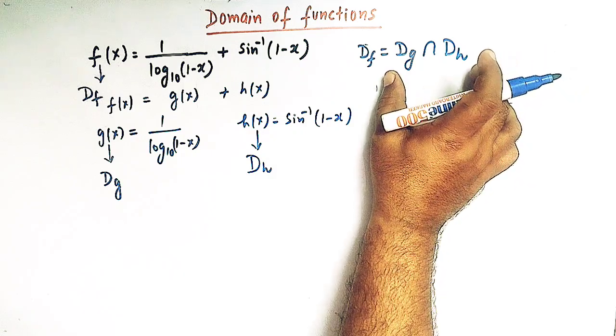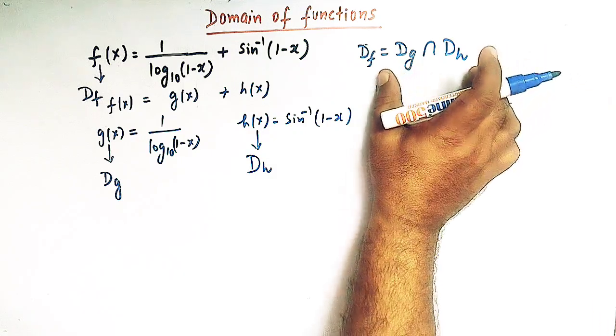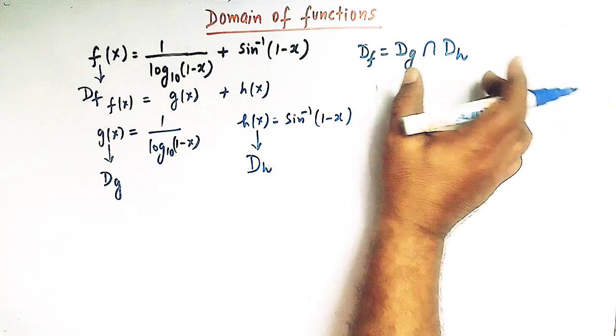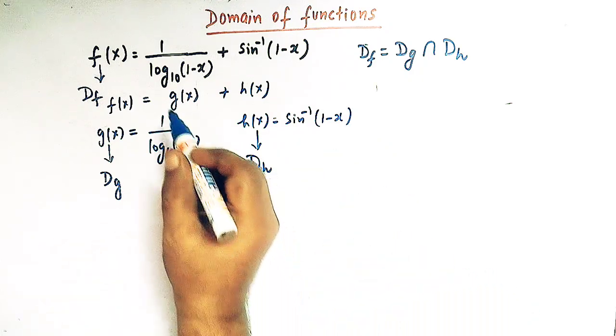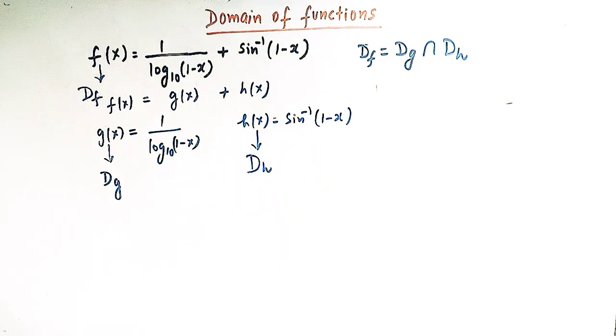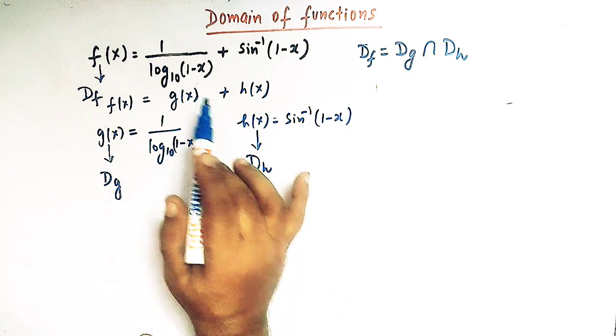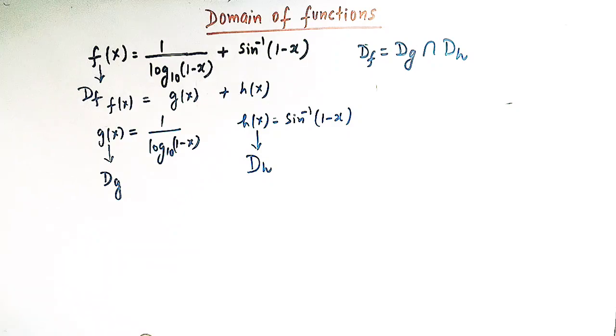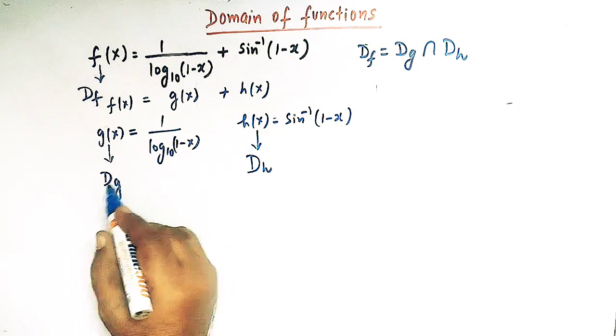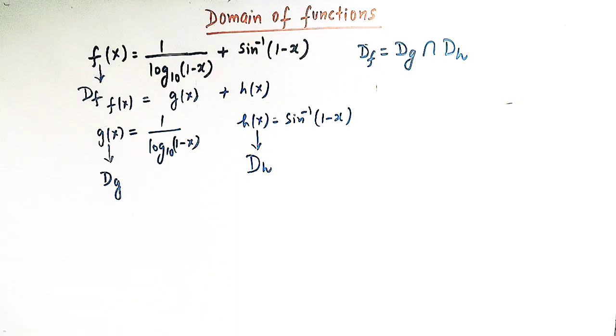So this intersection implies that we have to take only the common values of x which satisfy both these functions simultaneously, right? And we have to discard all those values of x which make either this function undefined or this function undefined, right? So let us first find out the domain of this function, that is g of x.